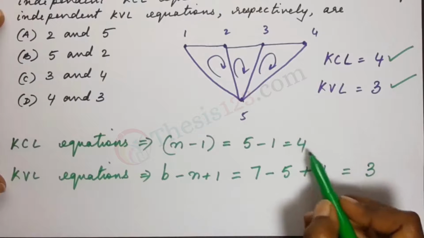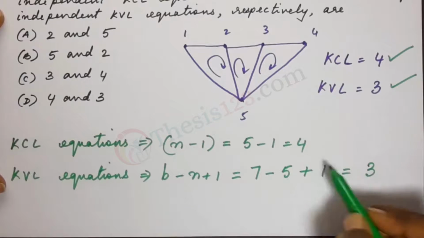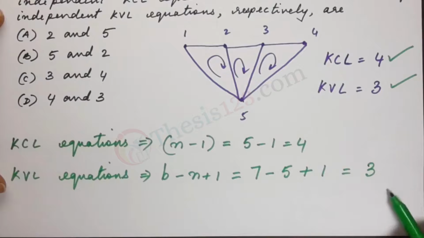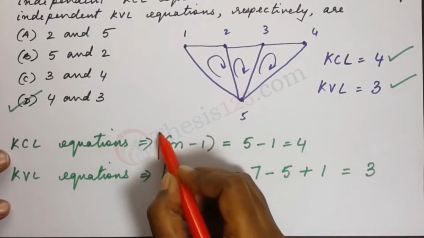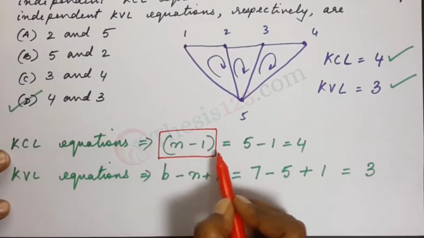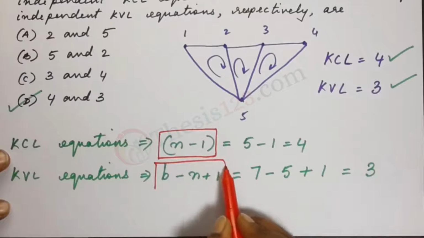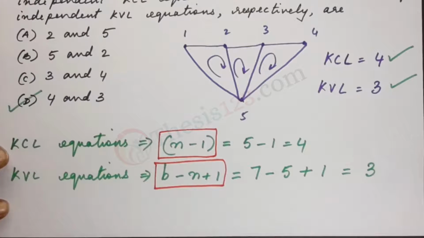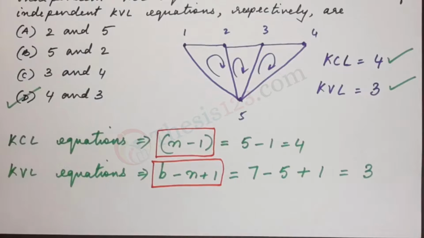Okay. So the number of KCL equations is 4, the number of KVL equations is 3, and that corresponds to option D. So it will do good to remember these formulas here, n minus 1 and B minus n plus 1. I hope this has helped.